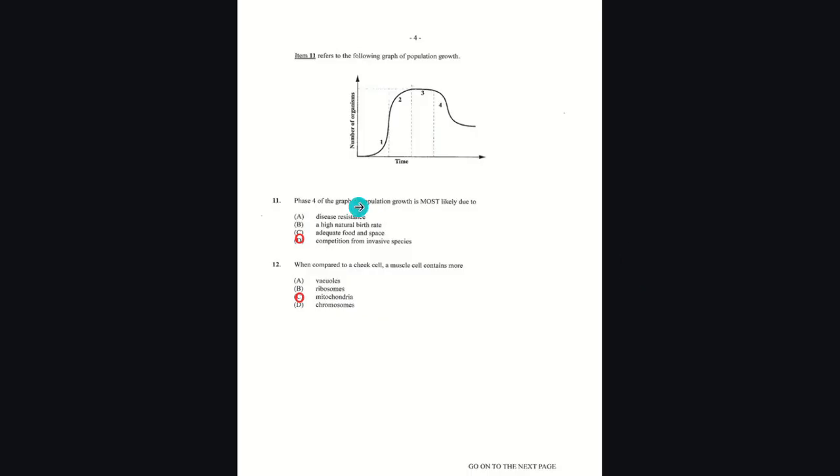Alright, item number 11 refers to the following graph of population growth. Phase 4, which is right here, of the graph of population growth is most likely due to A. Disease resistance, B. A high natural birth rate, C. Adequate food and space, or D. Competition from invasive species. So the answer we're going to be picking is D. Competition from invasive species, and that's why the population kind of drops right here.